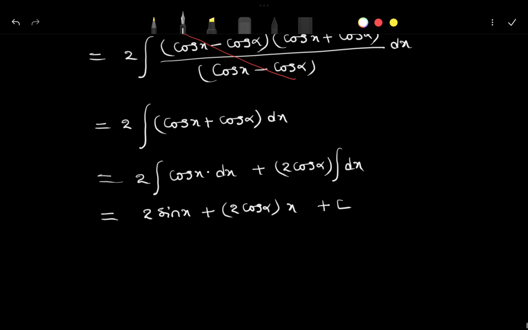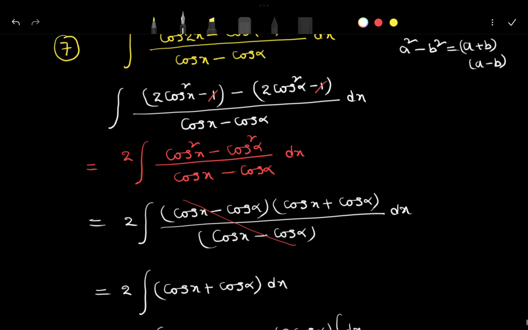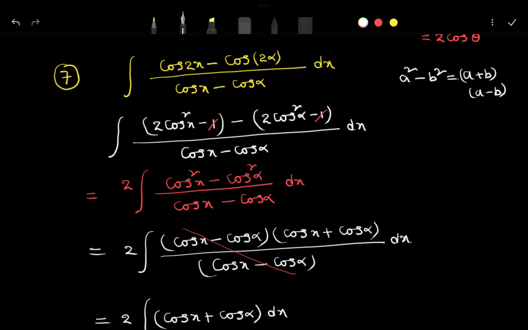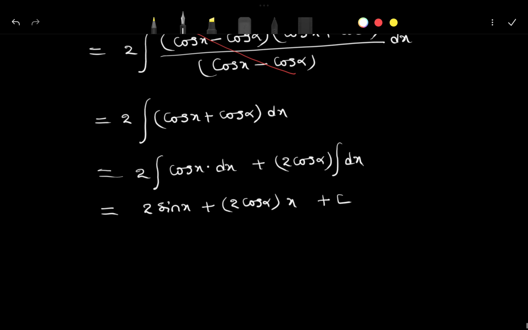So the integration of (cos 2x minus cos 2 alpha) by (cos x minus cos alpha) into dx equals, what is the answer? 2 into sin x plus 2 cos alpha into x plus c.